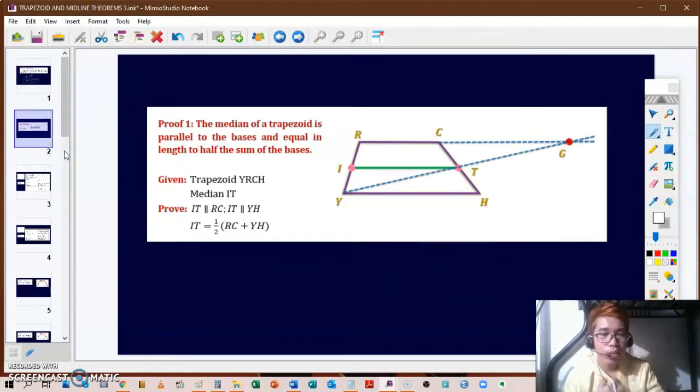So this is the proof for the formula for the median or the mid segment of a trapezoid. Suppose that we have trapezoid YRCH, and its median is IT. We need to prove that IT is parallel to RC and also parallel to YH. And also we want to prove, of course, the median of a trapezoid formula, that IT is equal to 1/2 times the sum of RC and YH, the bases.